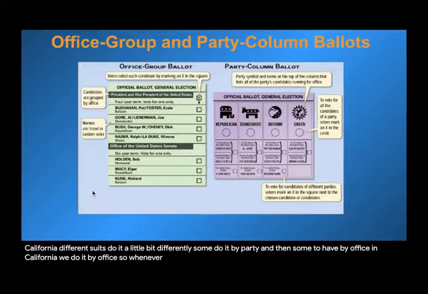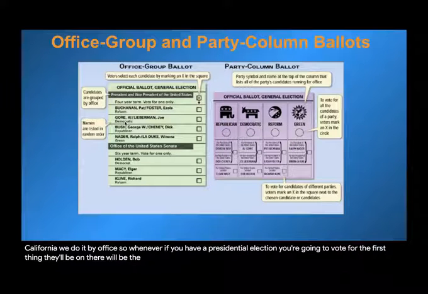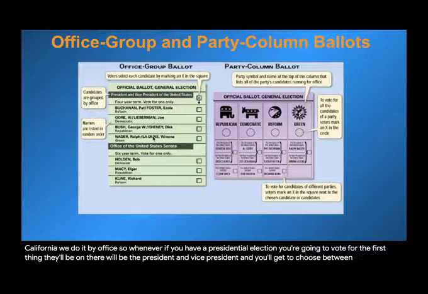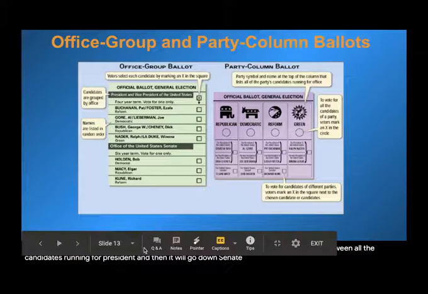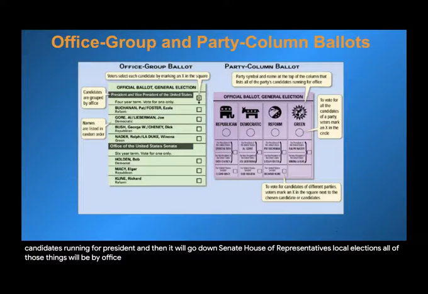So, if you have a presidential election you're going to vote for, the first thing that'll be on there will be the president and vice president, and you'll get to choose between all the candidates running for president. And then it will go down Senate, House of Representatives, local elections, all of those things. It'll be by office.